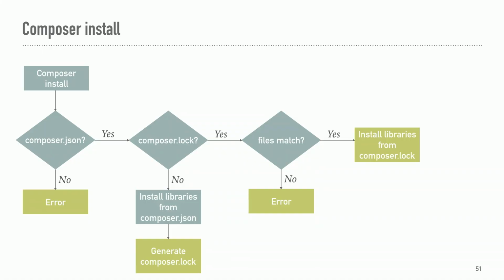If there is a Composer lock file, it is going to compare Composer JSON against Composer lock to see that everything is matching. If they don't match, then you are going to have an error, and you would need to run Composer update, which is the one that we are going to see. If they match, then it is going to install the libraries from Composer lock. And match doesn't mean that it is going to compare one against the other. It's just going to compare the libraries and the versions that you have in those files.